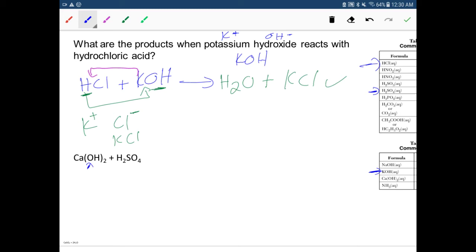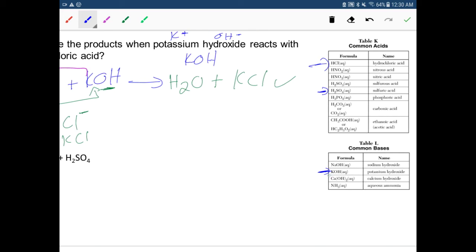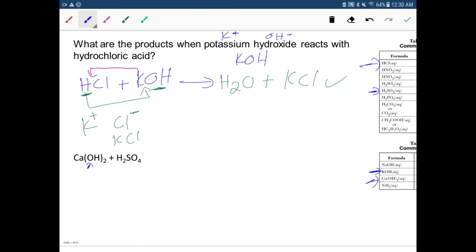Right? And calcium hydroxide, let's see, yeah, it's right here too. It's in the common bases. Right? So if you don't remember the names, you have table K and table L. All right, let's see the products. Again, the thing that will make your life easier is to remember that the hydrogen will always react with the OH to produce water.